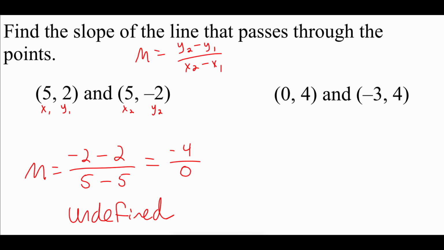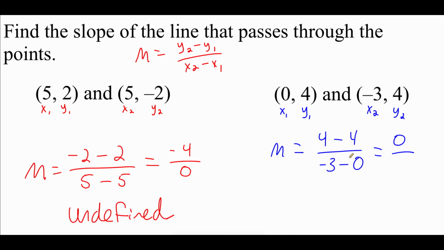Now as we look at our next example over here, I'm going to start by labeling my ordered pairs again. My first ordered pair is x1, y1, and my second ordered pair is x2, y2. We're going to calculate the slope, so I'm going to start by subtracting the y's on top. My y2 value is 4, minus my y1 value, which is 4. And then on the bottom, my x2 value is negative 3, minus my x1 value, which is 0. On top, 4 minus 4 is 0. On the bottom, negative 3 minus 0 is negative 3. When you take 0 and divide by negative 3, you get a slope of 0.